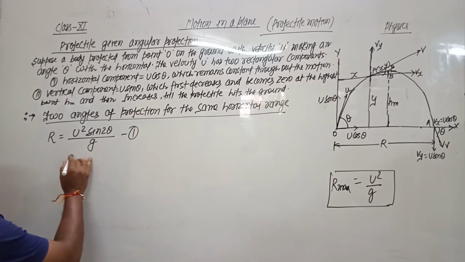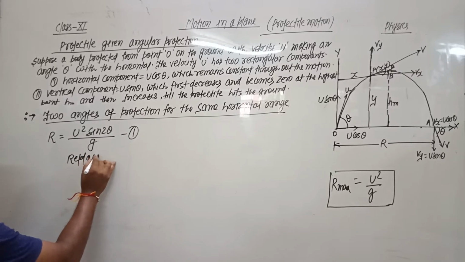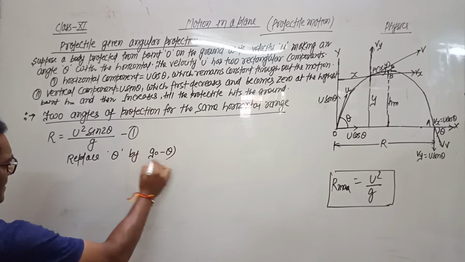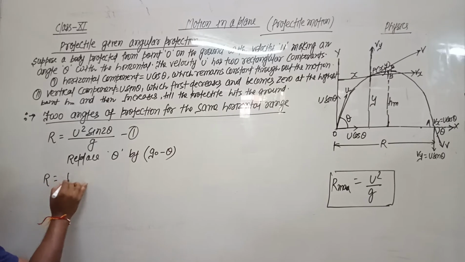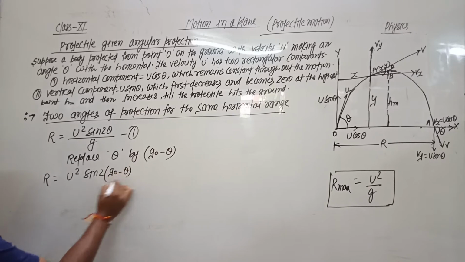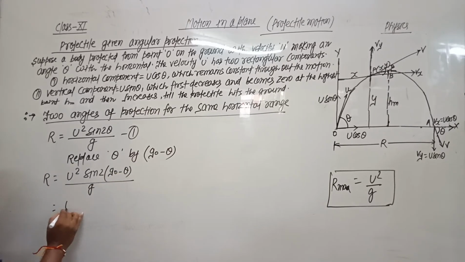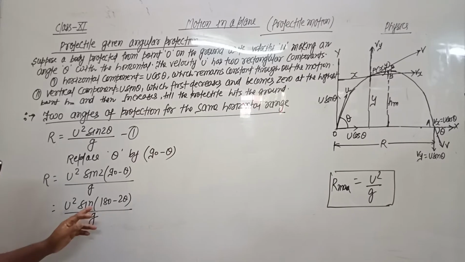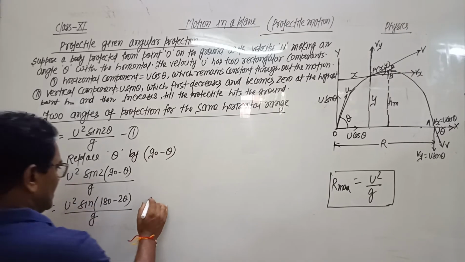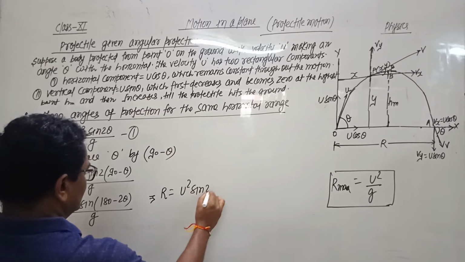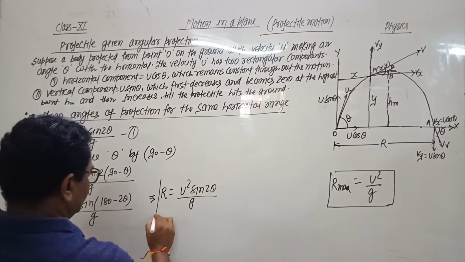Now replace theta by 90 minus theta. So we get R equals u square sin 2 into 90 minus theta upon g, which is u square sin of 180 minus 2 theta upon g. And we know the formula for sin 180 minus theta, this equals sin theta. So R equals u square sin 2 theta upon g.